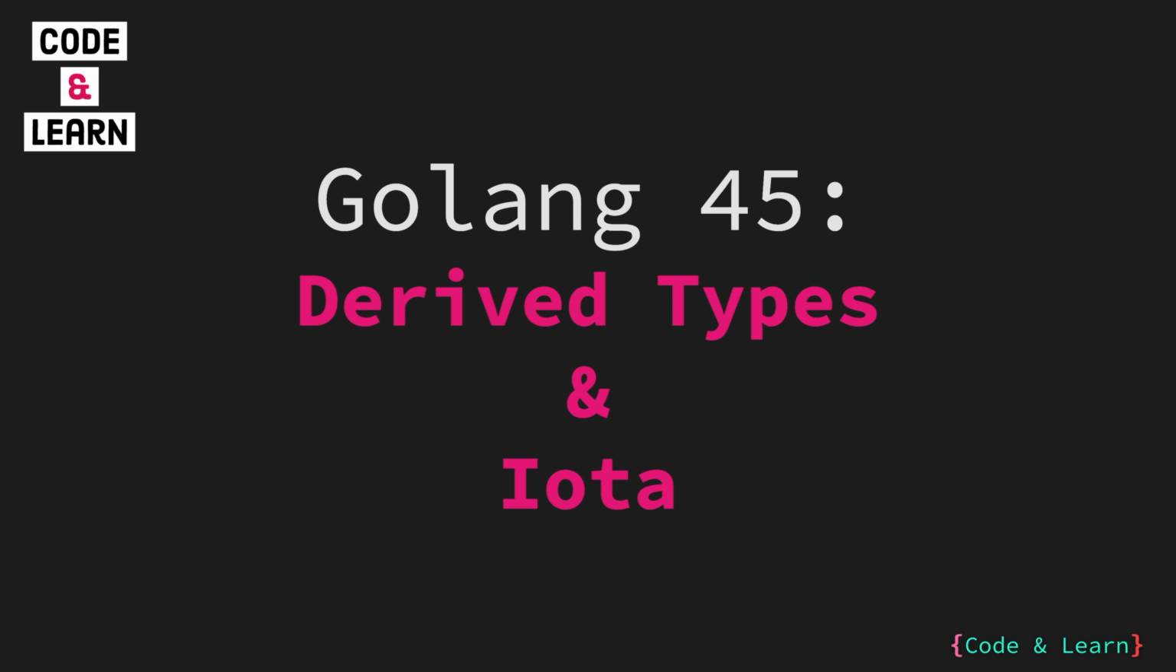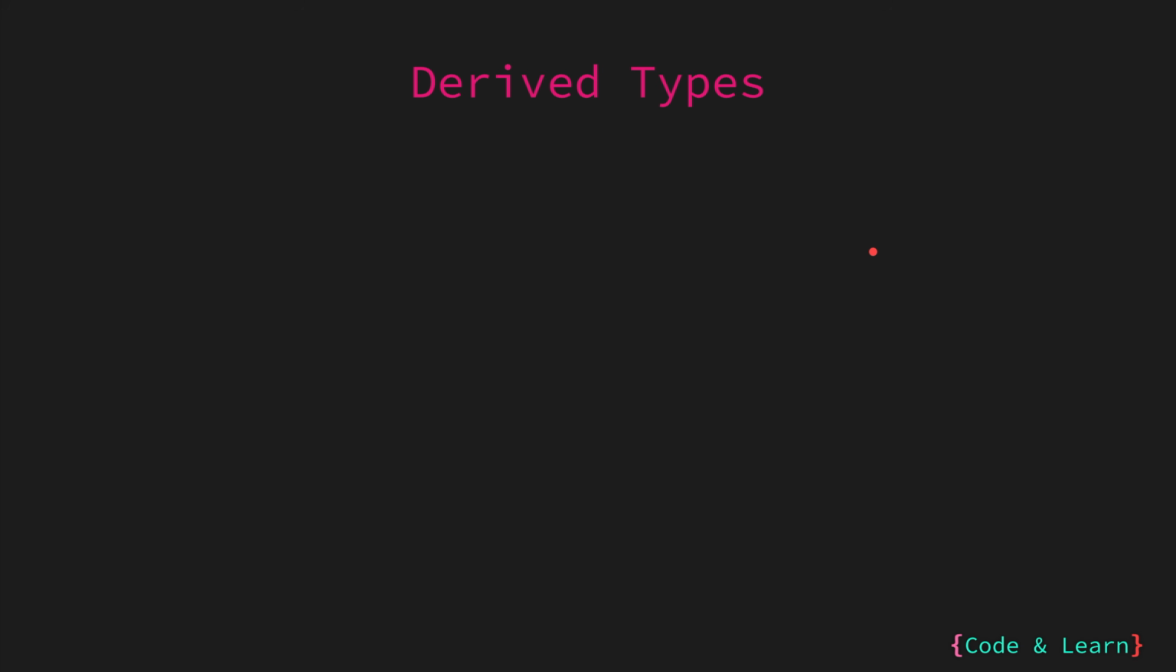In this lesson of our GoLang course, we will be discussing derived types and the pre-declared identifier Iota. So let's dive in. First, let us revise what derived types are.